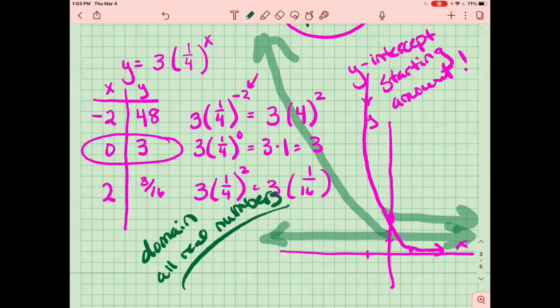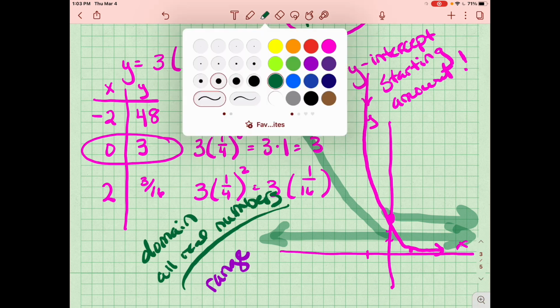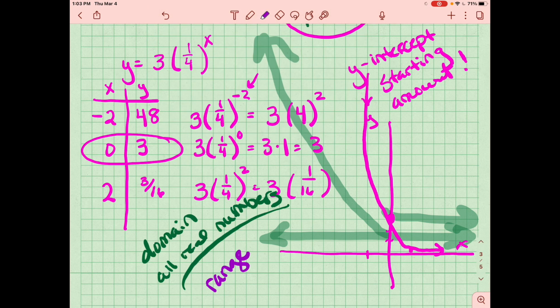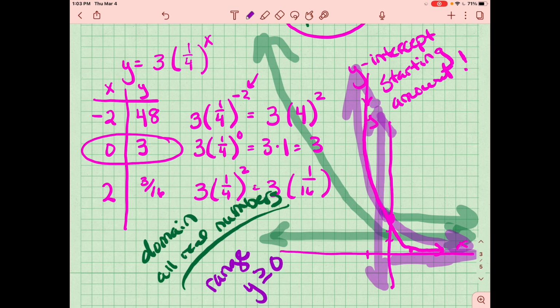And then what can y be? Let's talk about domain, range. Range and domain are the same thing. One just talks about x, one talks about y. So range looks like this. We switched to talking about range up and down, and notice that y can go up forever, but as it comes down, it never gets lower than this amount. So again, we're going to say that the range is y has to be greater than or equal to 0.